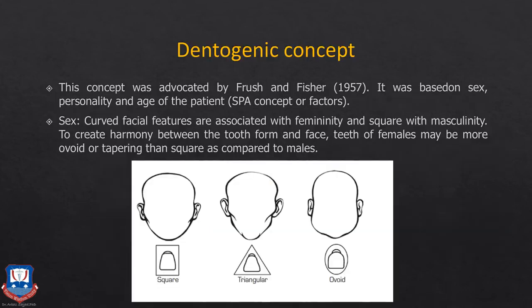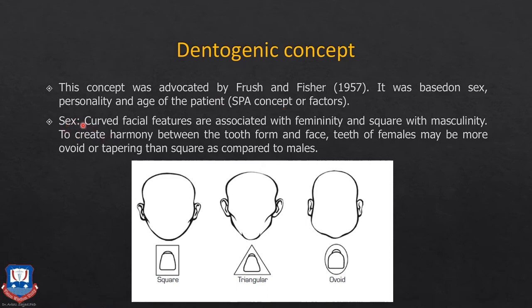Next, coming to the dentogenic concept, which was first advocated by Frush and Fisher in 1957. This is based on the SPA concept, that is sex, personality, and age of the patient. So the SPA concept takes into account three factors, as I mentioned: sex, personality, and age.